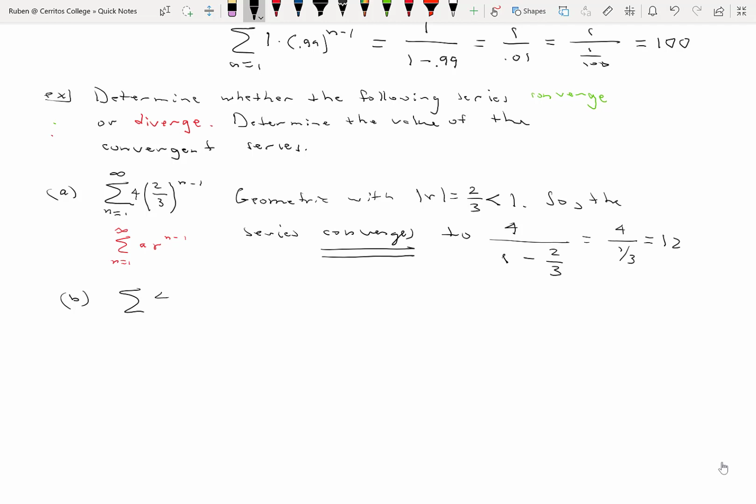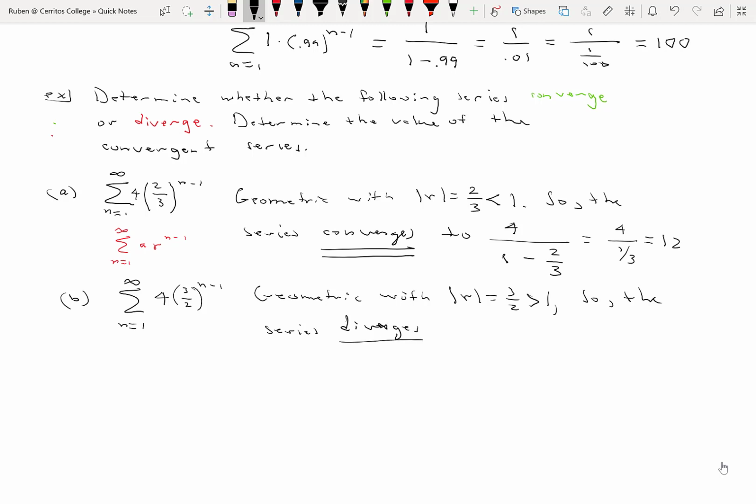The series starts out with a 4, but r is 3/2 instead of 2/3. This series is exactly in the form, again, of the sum of a r to the n minus 1, n ranges from 1 to infinity, so it is geometric. So it's geometric with the absolute value of r equals 3/2, and it's more than 1. So the series diverges. The series does not converge.